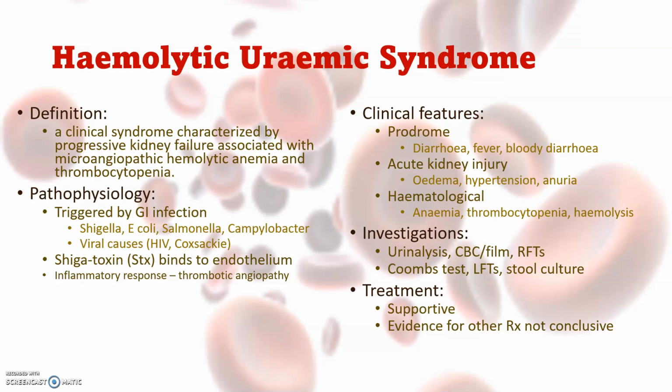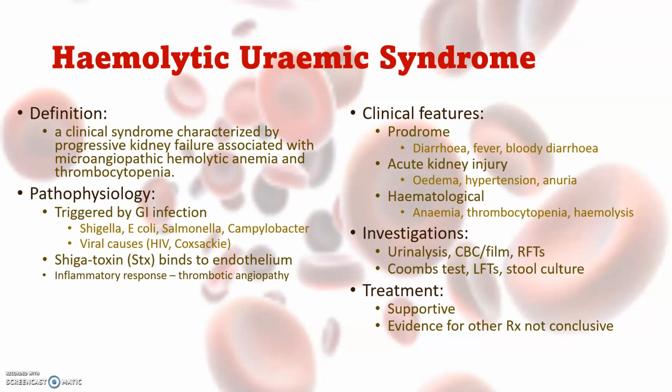It's usually triggered by gastrointestinal infections, and the mechanism is that Shiga toxin is released by the organisms, which then binds to the endothelium of, for example, the kidneys, producing an inflammatory response and a thrombotic angiopathy. Clinical features will include the prodrome of fever and bloody diarrhea, acute kidney injury leading to edema, hypertension, and anuria, and hematological complications such as hemolytic anemia, thrombocytopenia, and hemolysis.